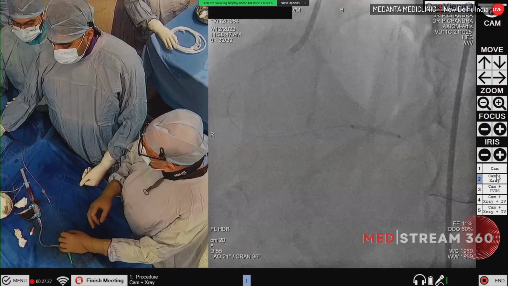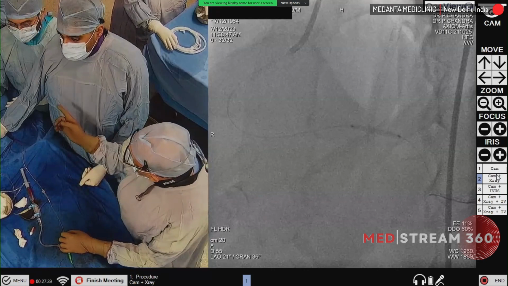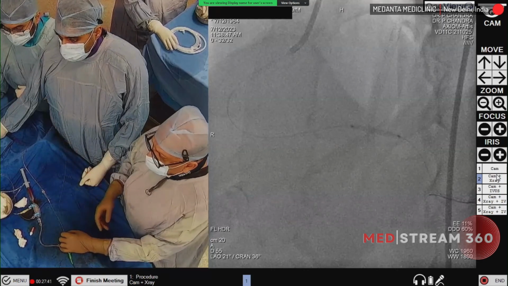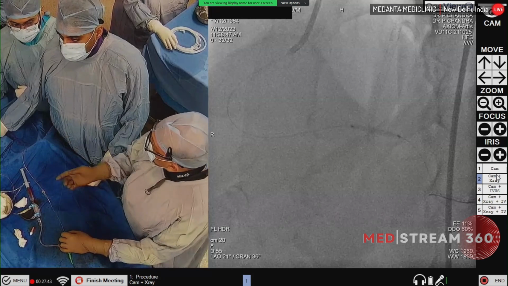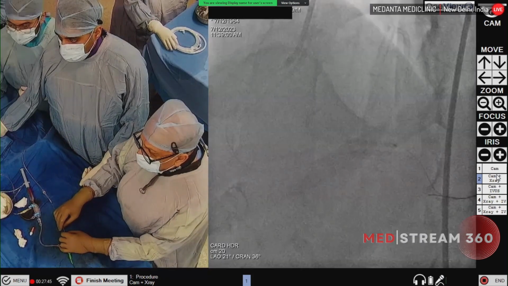Certainly we cannot do a rota here. Would you do a rota here? No, never, because it's so distal. What would you do? Nothing else. This is the best strategy in this situation.